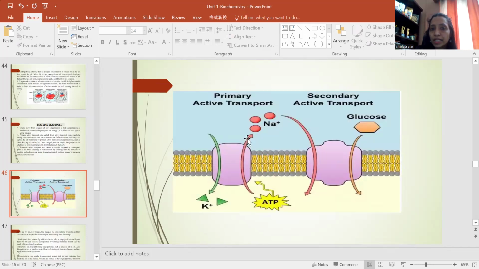So these are the diagrammatic representations for the primary active transport and the secondary active transport. In the case of primary active transport, as you can see, potassium is transported directly using a primary active transport mechanism, while secondary active transport uses glucose for transferring the molecule from one side of the cell membrane to the other side.